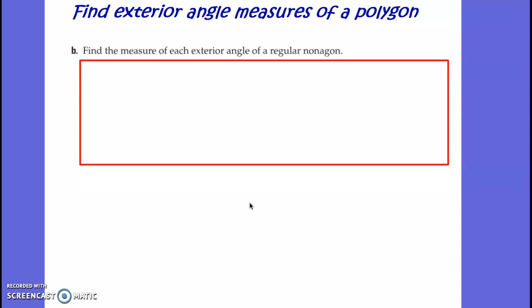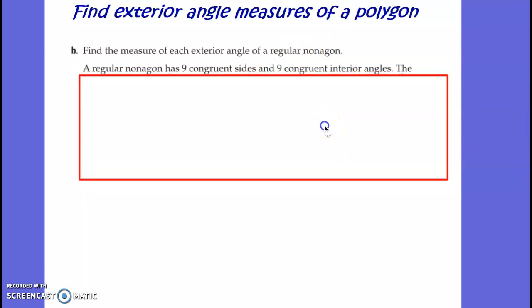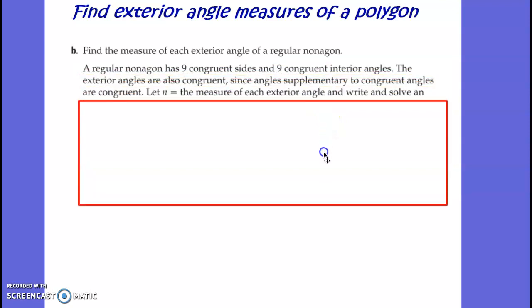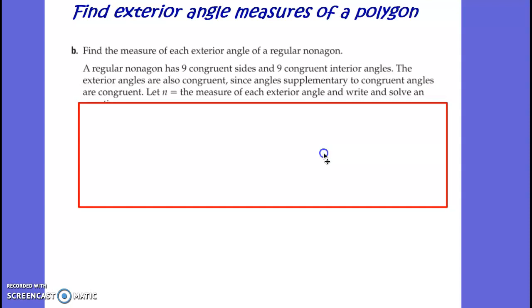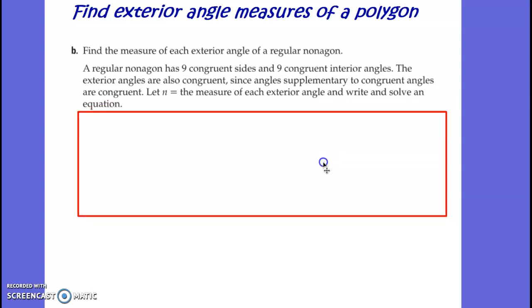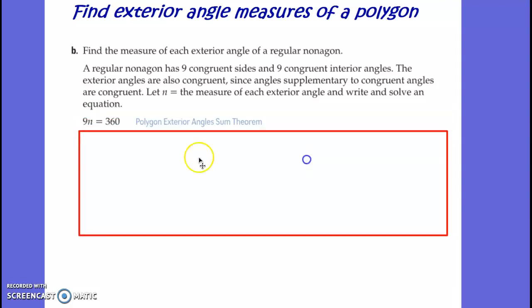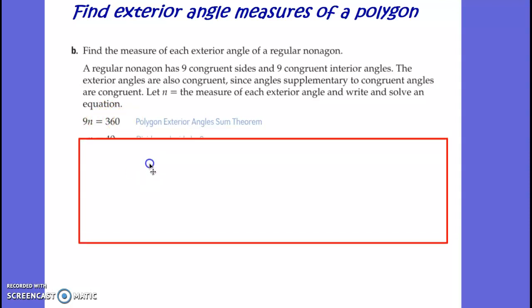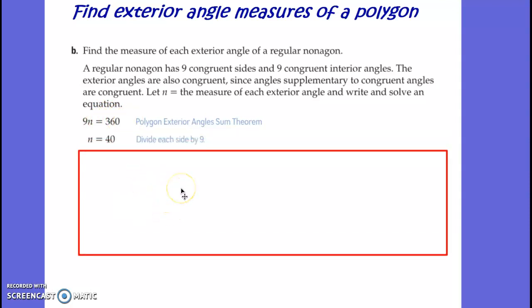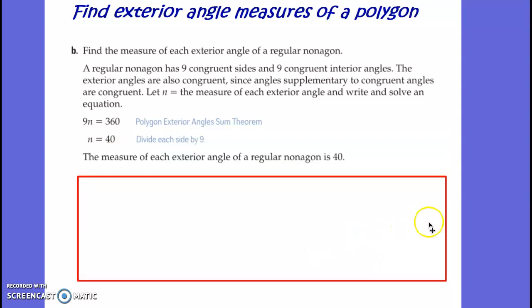So we want to find the measure of each exterior angle of a regular nonagon. I know that a nonagon has 9 sides, and if it's regular, that means that every single angle is congruent, which means that every single exterior angle would also need to be congruent. So we would create the equation 9 times n, which is the number of exterior angles that we have, also the number of sides, would have to equal 360. Dividing by 9 on both sides, we get that n is equal to 40. So the measure of each of our exterior angles of that regular nonagon is 40 degrees.